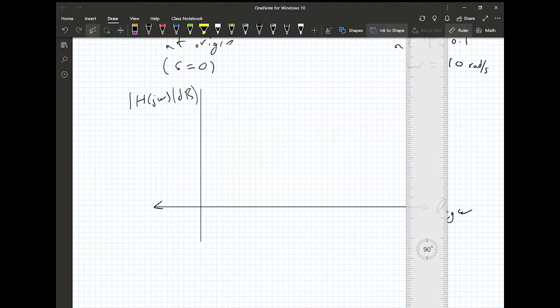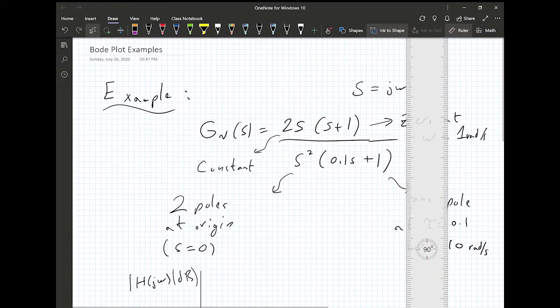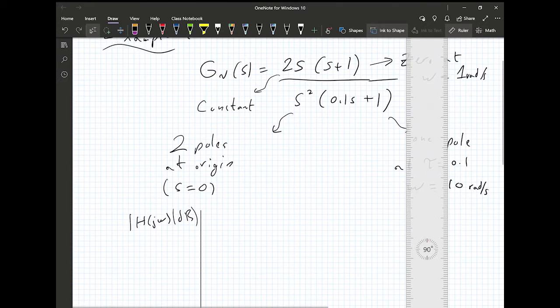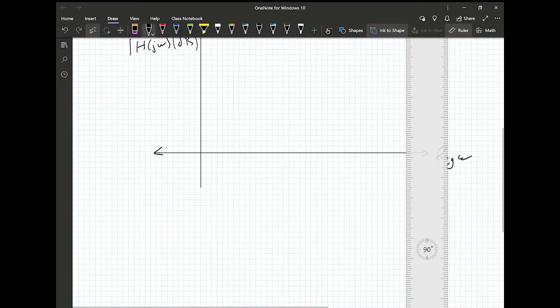The simplest thing, of course, is going to be the 25. The constant gain in dB, what would it be? The gain K in dB is going to be just 20 log 25. So it's just a matter of calculating this to determine what the gain would be. And we're going to start with the gain.